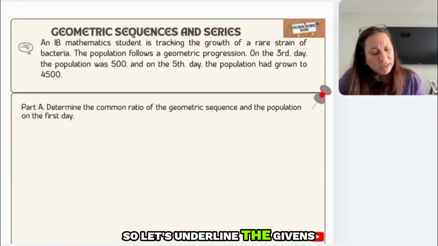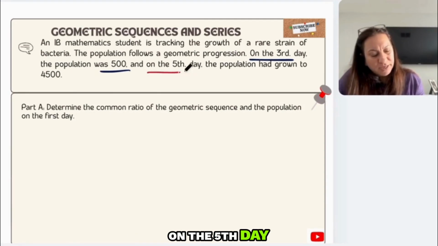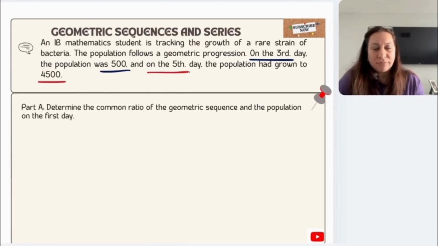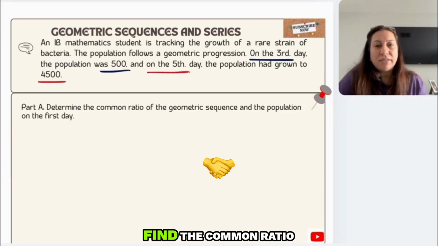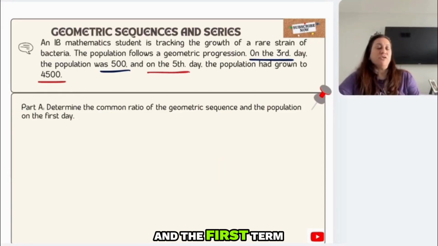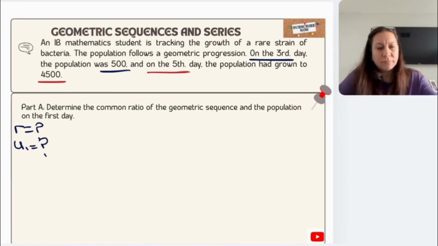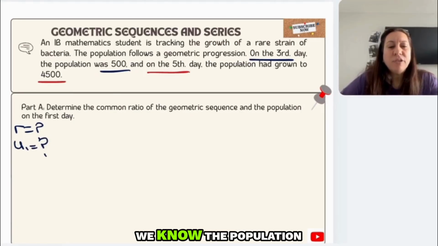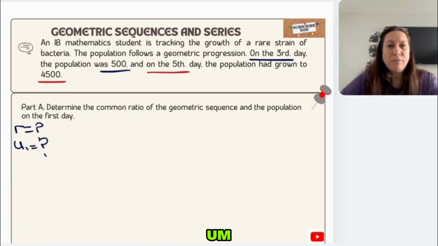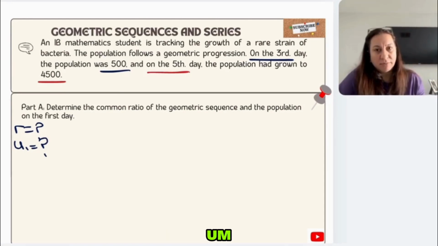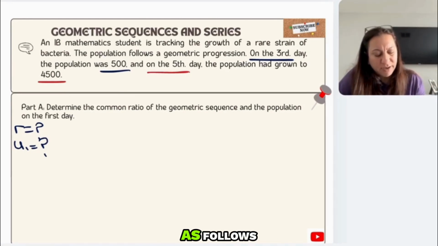So let's underline the givens. On the third day, the population was 500. On the fifth day, the population has grown to 4,500. So we need to find the common ratio and the first term of the geometric sequence. Okay, we know the population on the third day is 500, so we can have our first equation as follows.